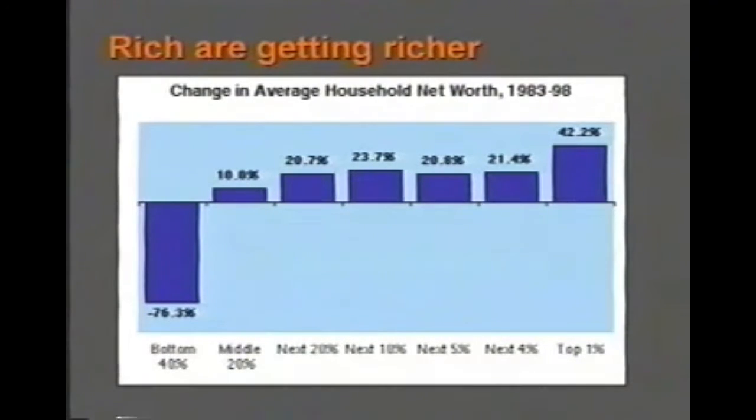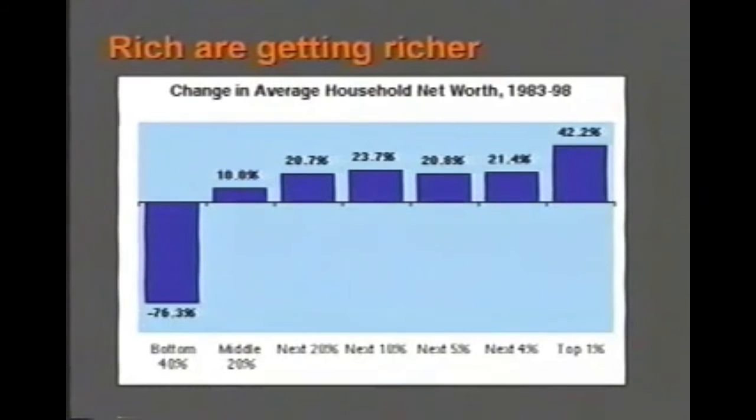During this time period, the bottom 40% of the population actually saw their wealth declining by 76%. At the top end, the top 1% of the population saw their wealth increase by 42% in that time period. Again, as I said, debt and consumer debt, credit cards, has really impacted the middle and lower class, but the rich are certainly getting richer.